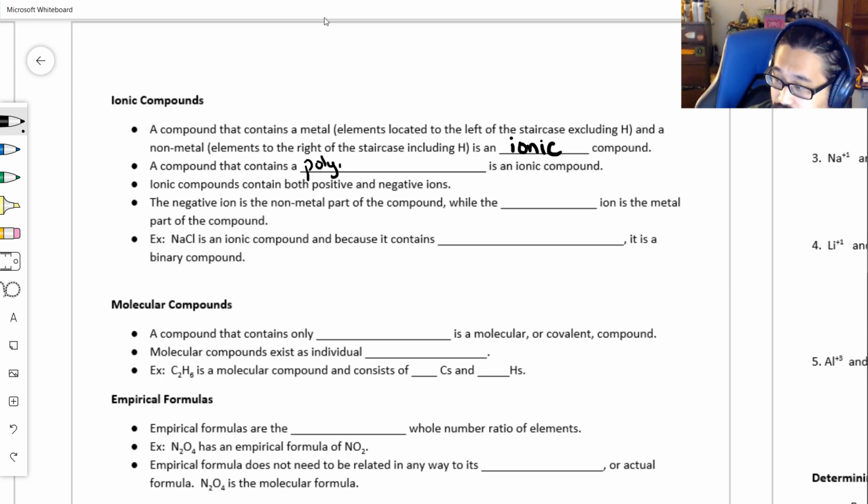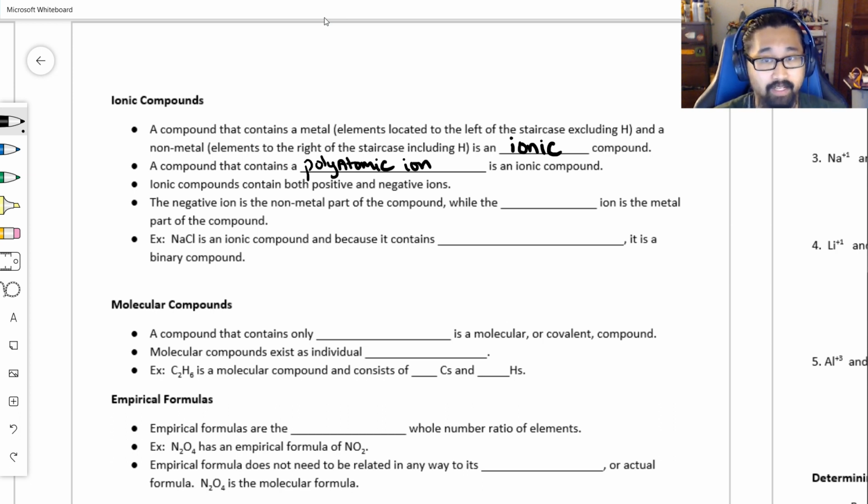An ionic compound. Alternatively, if you have a compound that contains a polyatomic ion, it's also an ionic compound. So if you can play Where's Waldo with table E from your reference table, page 2, and you can identify that it has a polyatomic ion, then it must be an ionic compound.